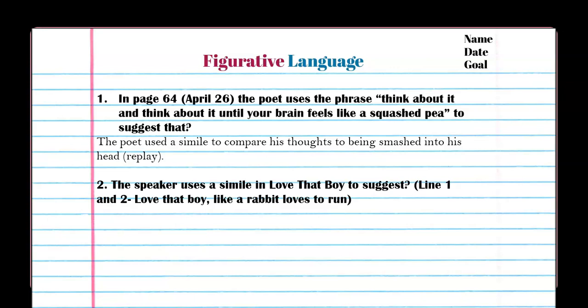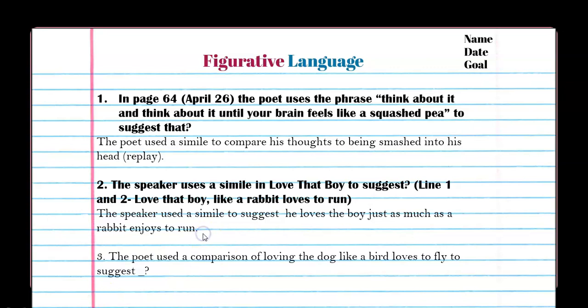So here the speaker is saying, I love that boy. That means it's in his system. He just loves him so much. So we can go ahead and write, the speaker used a simile to suggest he loves a boy just as much as a rabbit enjoys to run. So great job if you wrote something similar. So he's comparing the two things, right? Just as much as a rabbit loves to run, that's the same way that he loves it. Once you finish copying that, make sure you copy number 3.